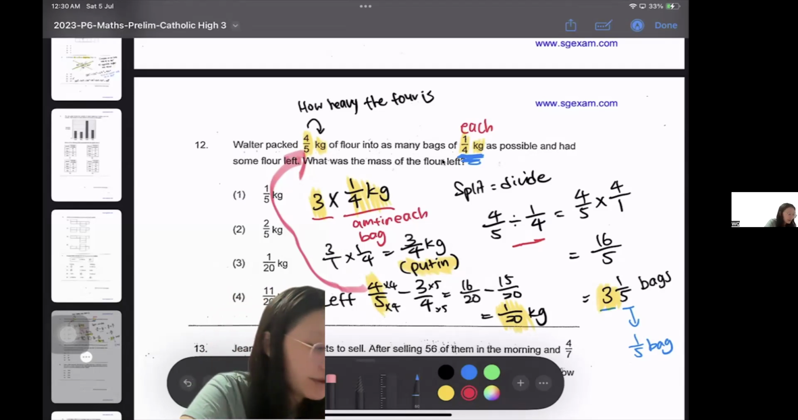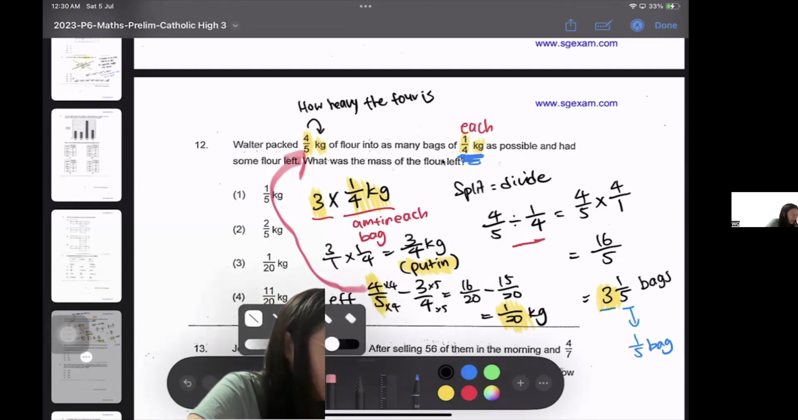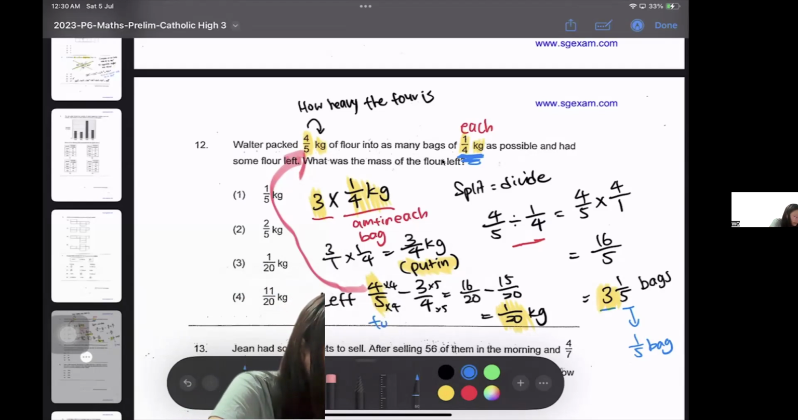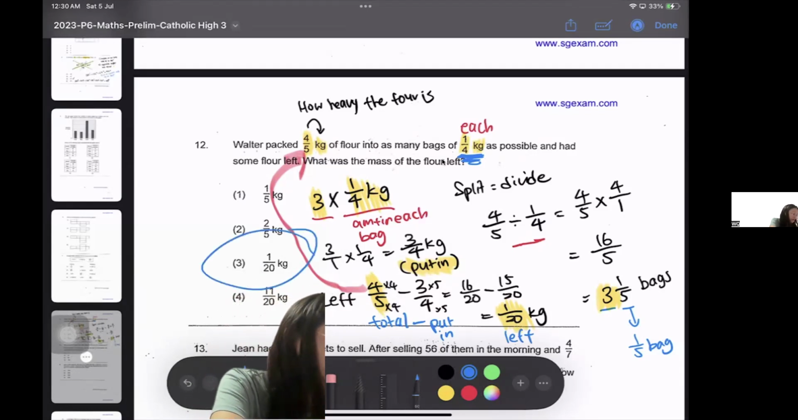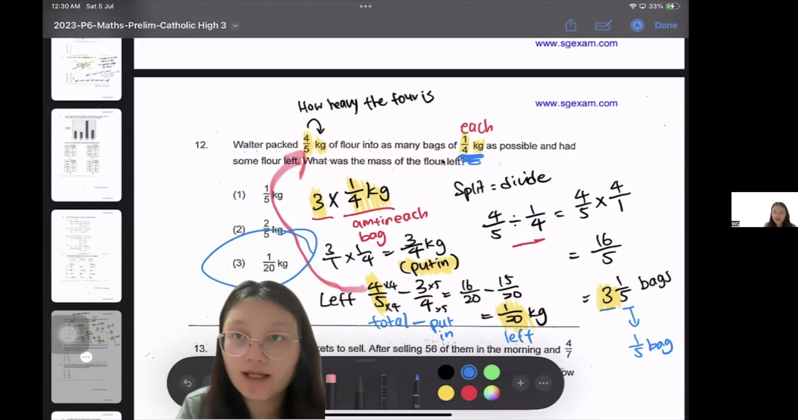1 over 20 will be what is left, because you took the total minus what he put in. So this answer here is equal to what is left. So that is your answer. Your answer for number 3 is 1 over 20 kg.